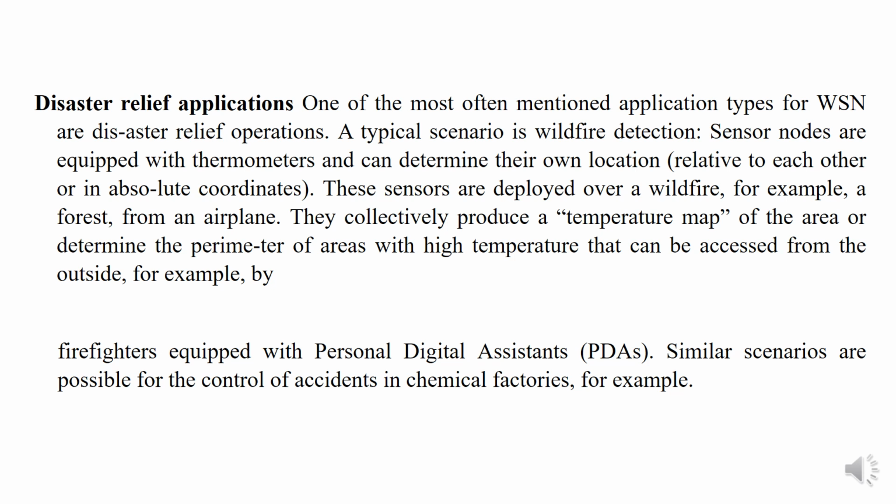Disaster relief applications. One of the most often mentioned application types for wireless sensor networks is disaster relief operations. A typical scenario is wildfire detection. Sensor nodes are equipped with thermometers and can determine their own locations relative to each other or in absolute coordinates. These sensors are deployed over a wildfire, for example a forest, from an airplane. They collectively produce a temperature map of the area or determine the perimeters of areas with high temperatures that can be accessed from the outside, for example by firefighters equipped with personal digital assistants. Similar scenarios are possible for the control of accidents in chemical factories.